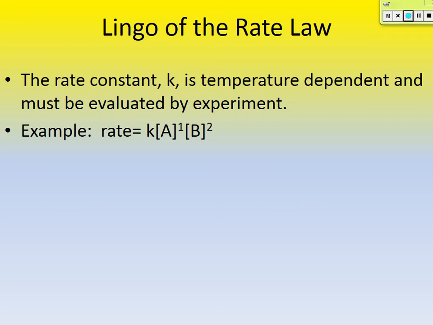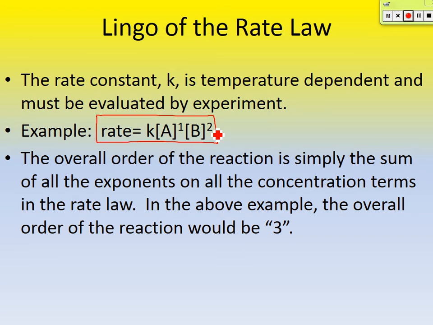Okay, here's an example of a rate law. Let's talk about this for a second. Rate is equal to the rate constant times the molar concentration of A raised to this exponent of 1 times the molar concentration of B raised to this exponent of 2. The overall order for this reaction is simply the sum of all the exponents. So what's the sum of these exponents, guys? 3. 1 plus 2 is equal to 3. So the overall order of this reaction would be 3. Pretty easy. Very easy.